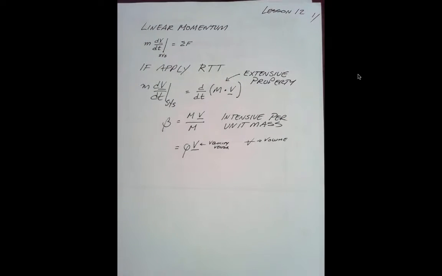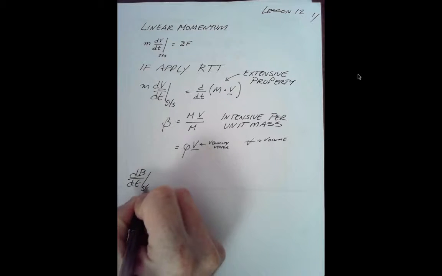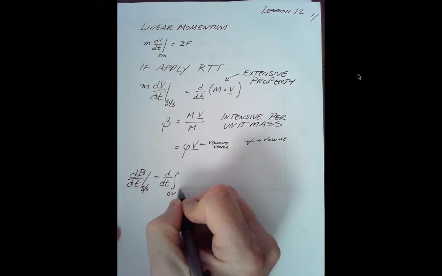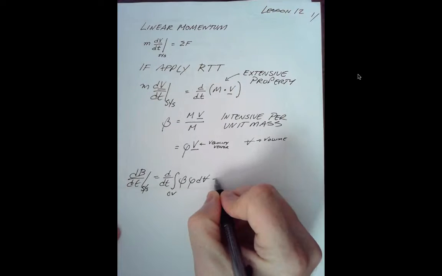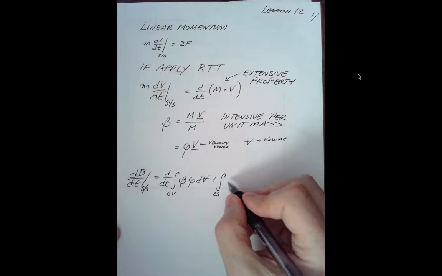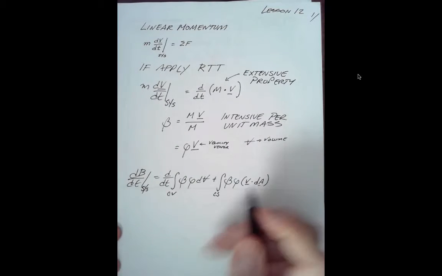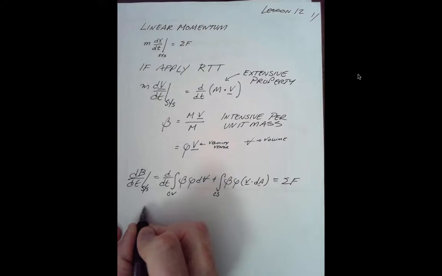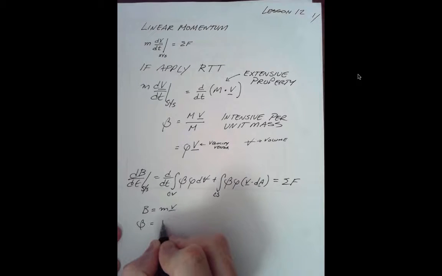So let's apply these to the system and see what we come up with. What we have is dv dt, the system equals d by dt, integral over the control volume of beta, rho d volume, plus the integral over the control surface of beta, rho, v dot dA. In this case, that equals the sum of the forces. So for linear momentum, B is equal to mass times velocity. Beta, therefore, is velocity.